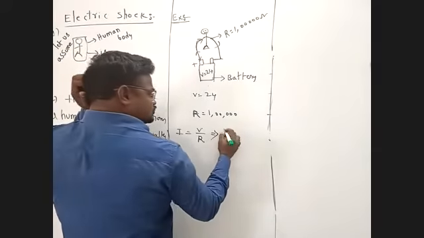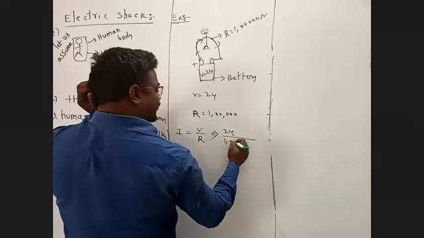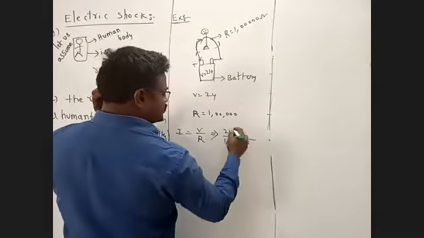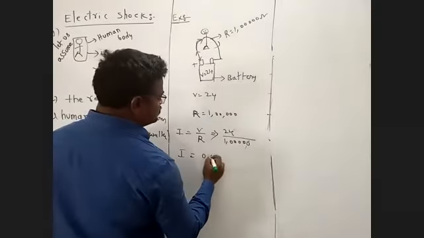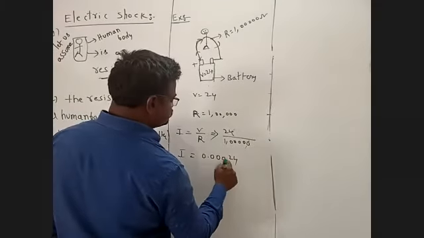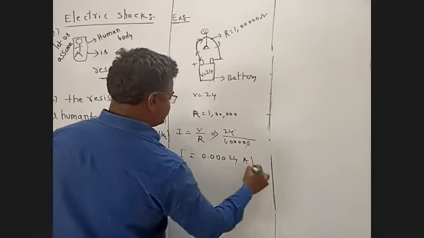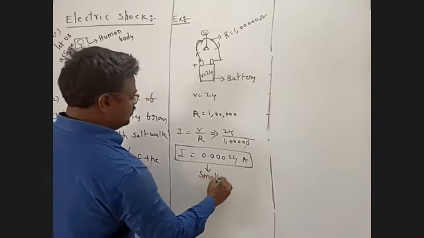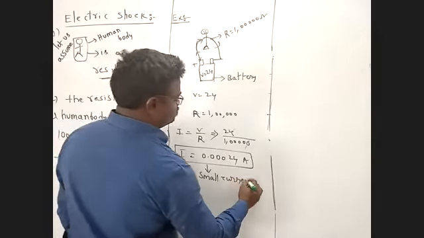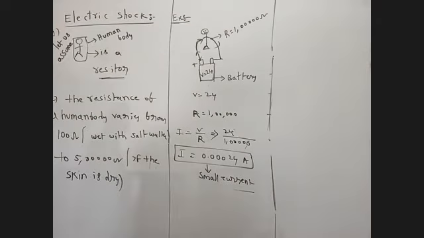So voltage means 24, 1 lakh. The zeros cancel, so I is equal to 0.00024 ampere. This is a small current.